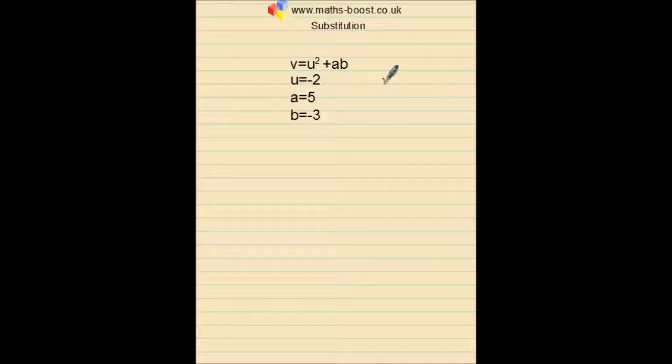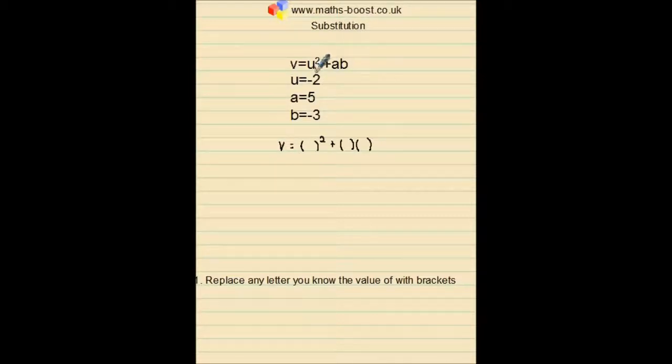Here's another equation, and although it looks more complicated, it's no more difficult. Step 1, replace any letter that you know the value of with brackets, where we know the value of U, A and B. You can see in this example that it's the letter and only the letter that we can remove. If there were any number in front of the letter, underneath the letter, above the letter, we can't do anything about that. It's only the letter that we're allowed to remove.